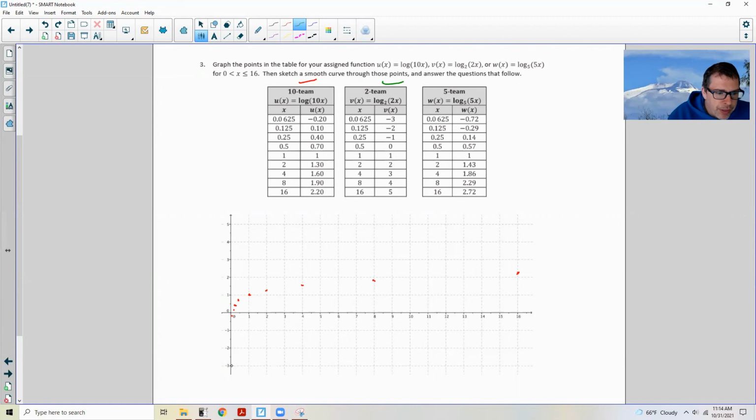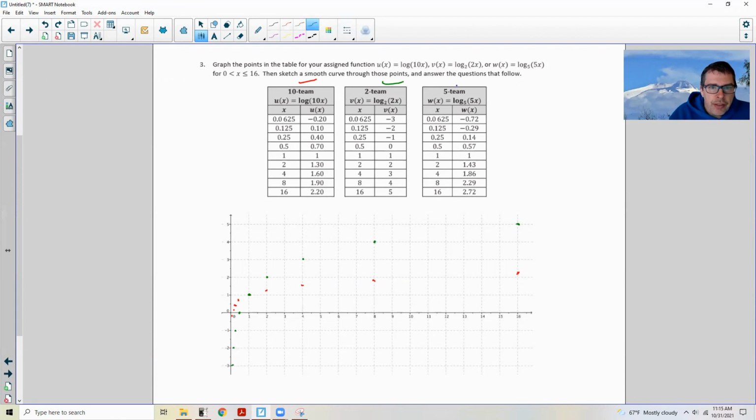0.0625 is -3, that's way down here. 0.125 is -2, that's an eighth. 0.25 over a quarter, -1 over a half, 0, which is right here. 1, which is here. 2, which is here. 4, 3, right here. 8, 4, right here. And 16, 5 is up here.